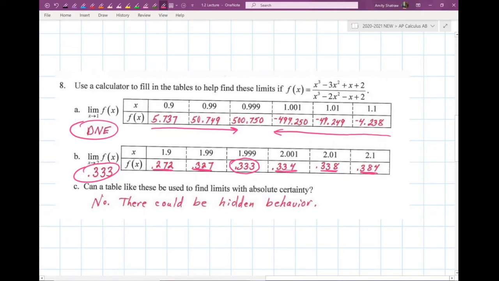And he says, and this is a trick question, can a table like these tables be used to find limits with absolute certainty? And the answer is no. And it's a trick question because you do have the function, okay? So I know what f of x is. I think what we're talking about here was if I just gave you the table without the function, and you know stuff about rational functions. You've been taught a lot about it in pre-calculus. We've even been talking about it here in calculus.